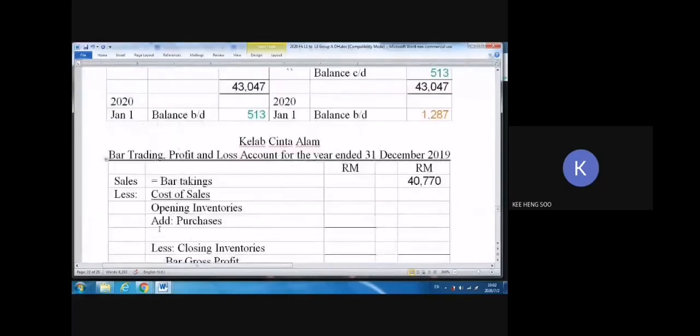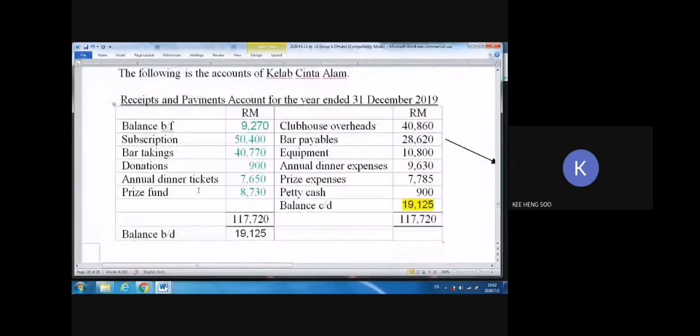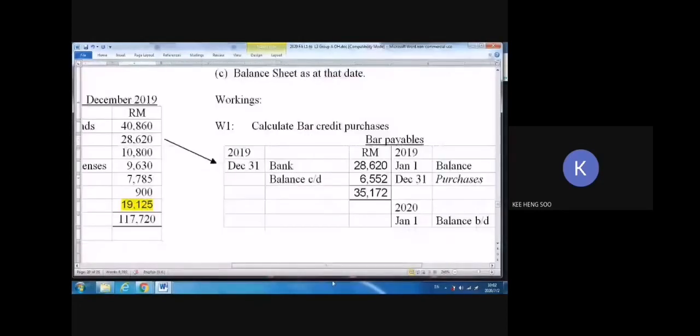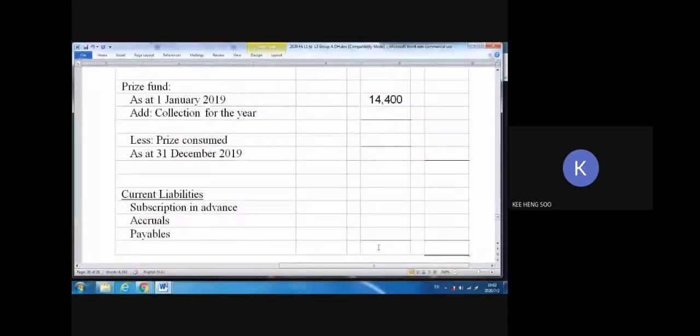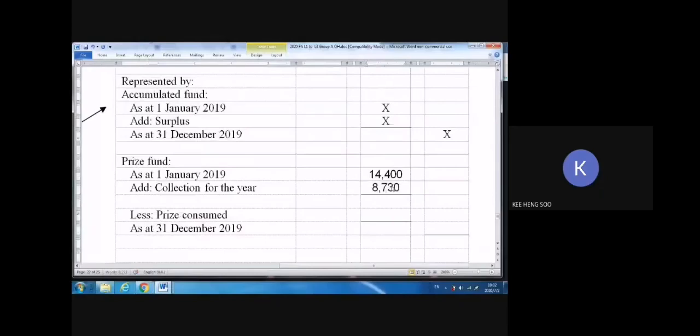How much is the prize fund you collected? Do you see 8,730? Prize fund, I collect the money. That means people donate money, I receive the money. From the public, they donate money, I receive the money. 8,730. This is the money I receive.